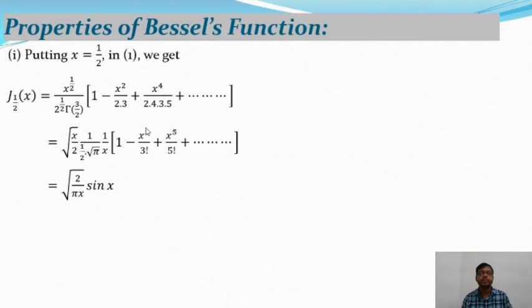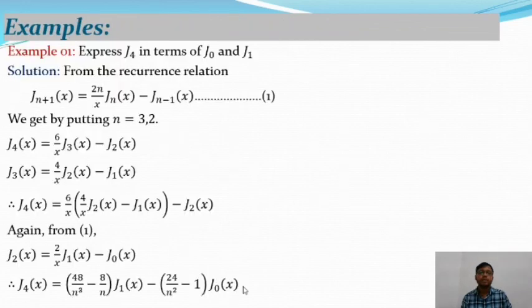Therefore after simplifying this equation, we'll get root over x by 2 into 1 by half into root pi into 1 by x, into 1 minus x to the power 3 by 3 factorial plus x to the power 5 by 5 factorial, and up to infinity. And this is the series of sin x, you know that. So this is equal to root over 2 by pi x into sin x. So hence the proof of the second property of the Bessel's functions. That means J half of x is equal to root over 2 by pi x into sin x.